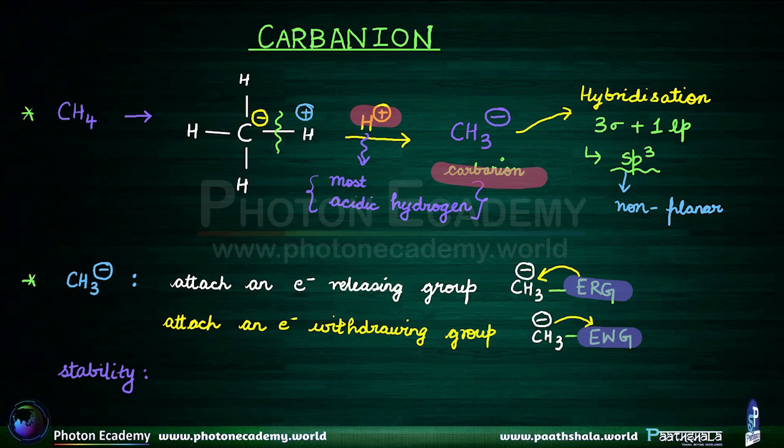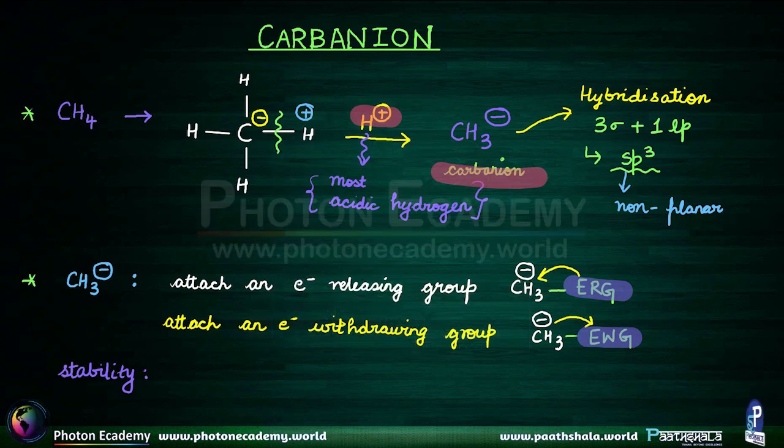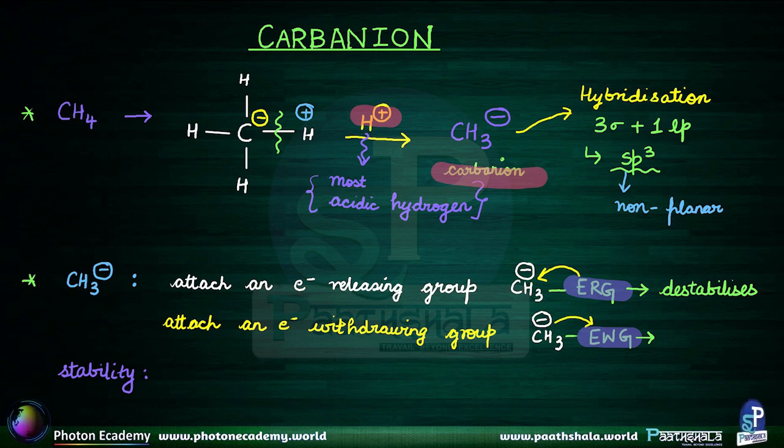If it is a negative charge and I have an electron withdrawing group, it has more capacity to neutralize it, because the electron releasing group will end up making it more negative. The carbanion that we are talking about, it will make it more negative, and what it does is this destabilizes the carbanion, whereas on the other hand this stabilizes.